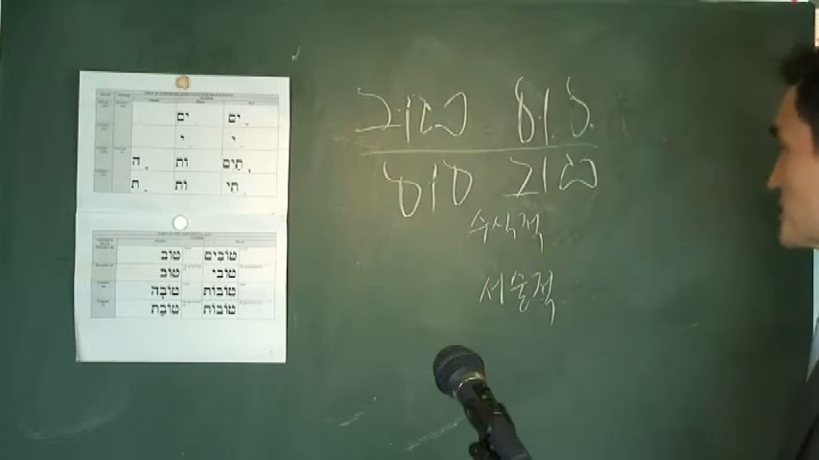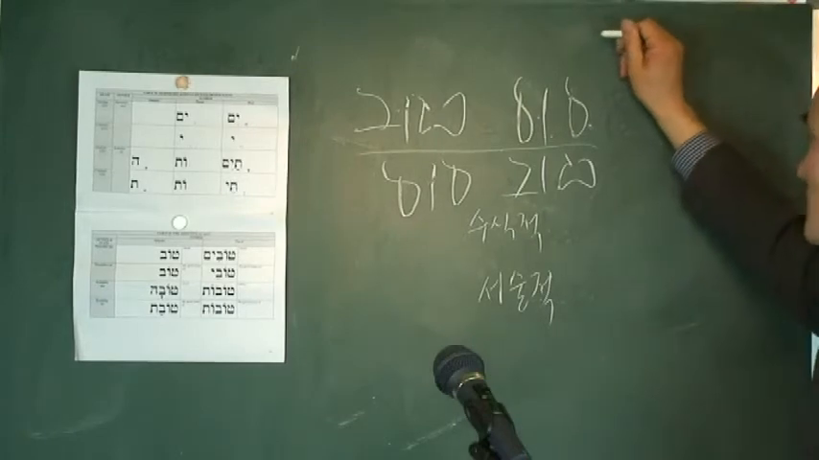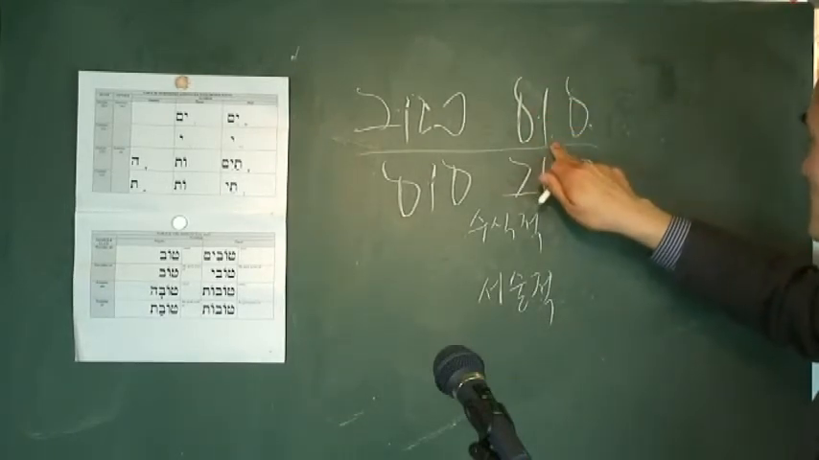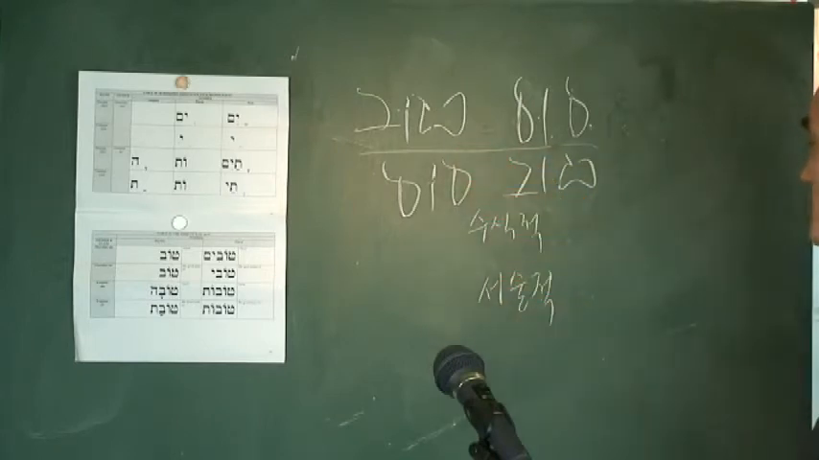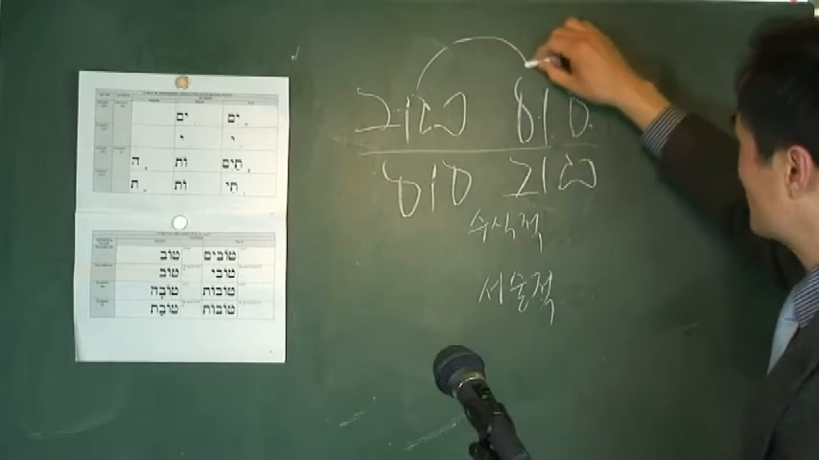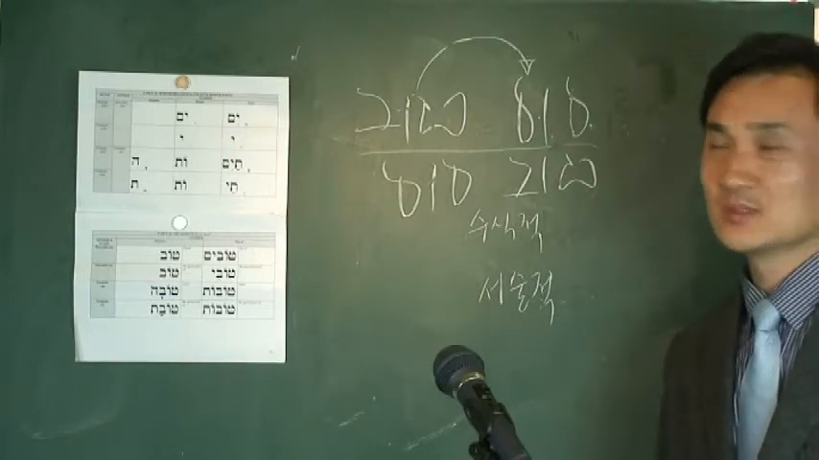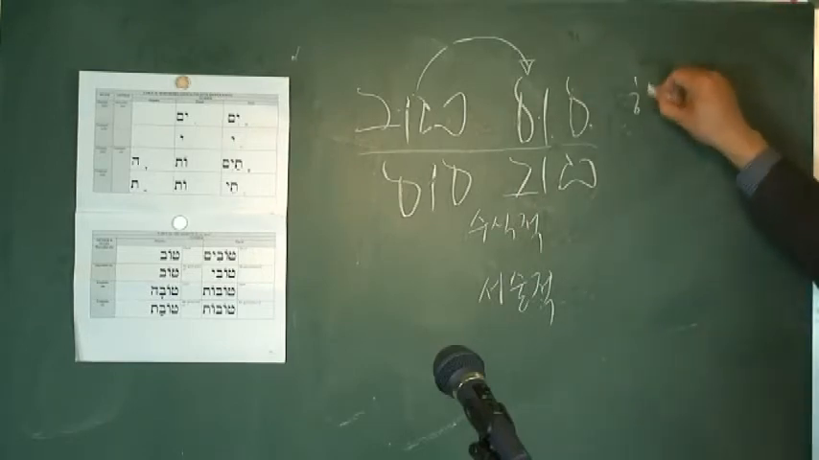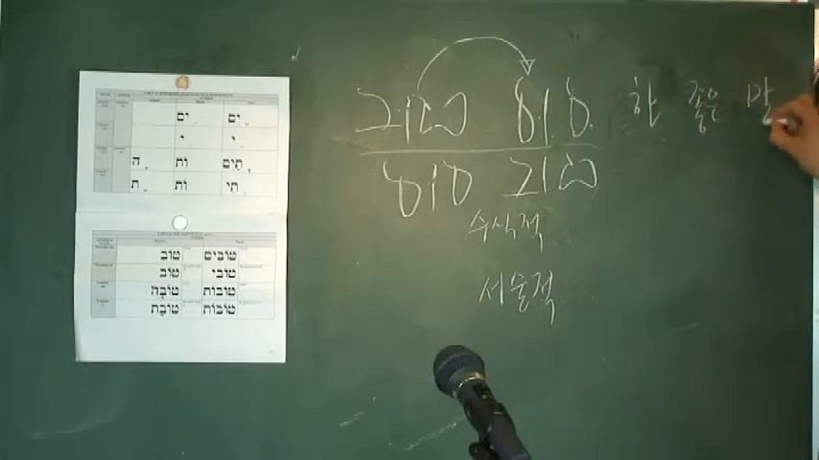The first sentence at the top is used attributively. Sus means horse and tov means good. In Hebrew, tov modifies sus. Hence, it would mean good horse.